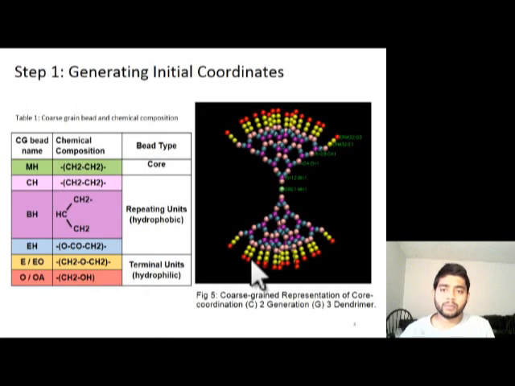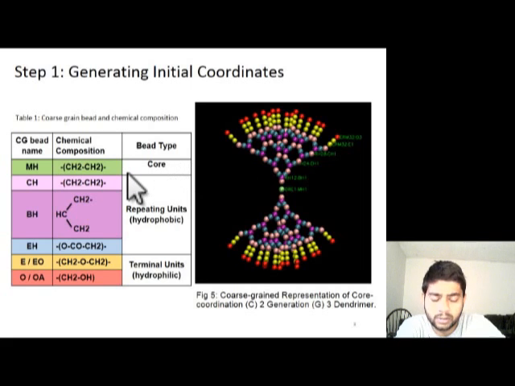In step 1, we create our dendrimer. We create our dendrimer with a hydrophilic outer layer and a hydrophobic internal core. For that, we use MH, CH, and BH.